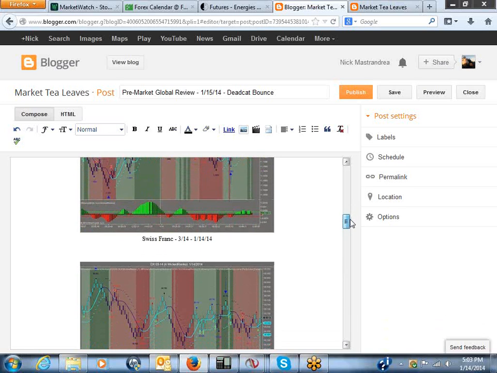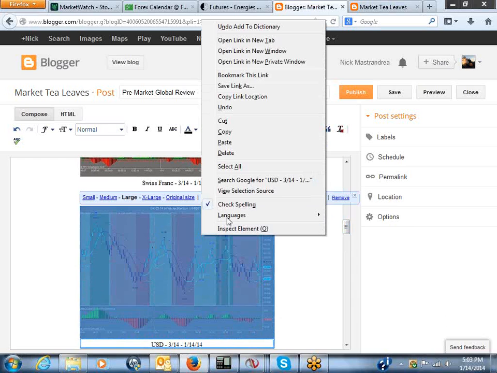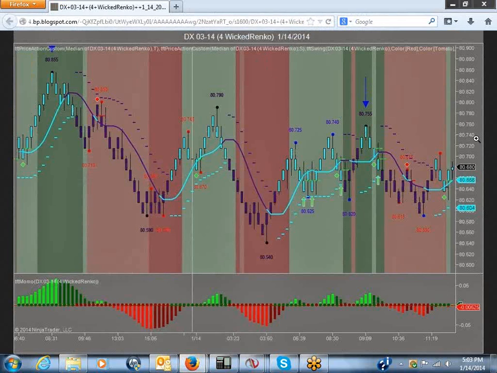But basically what we're going to do is open up a couple of these charts. And what you can do to open this up, and you can do this yourself when you receive Market Tea Leaves, is open link in a new window. Click on that, and basically what you're going to get is a blown up version of the chart that I provide to you. This one happens to be the US dollar, and this one happens to be from today, being Tuesday, January 14th.